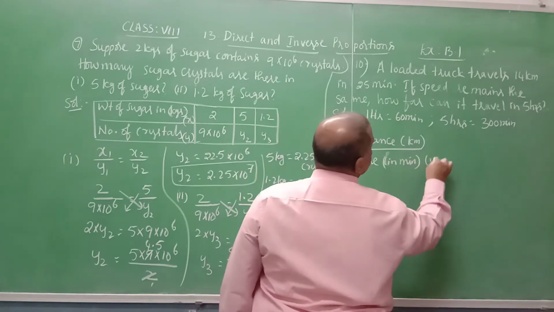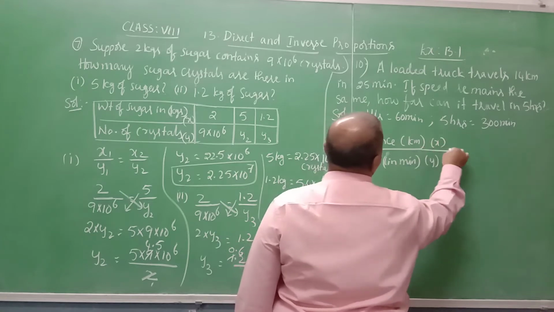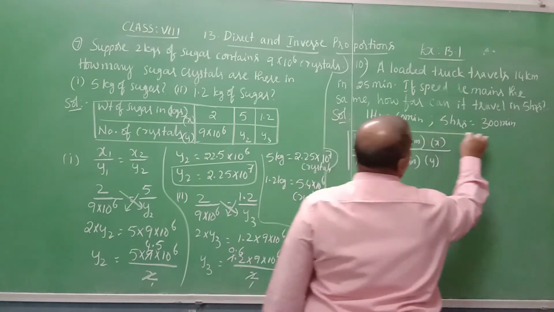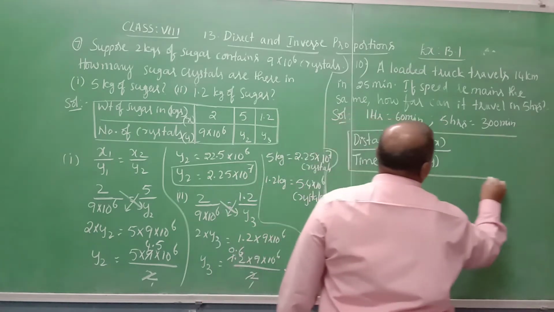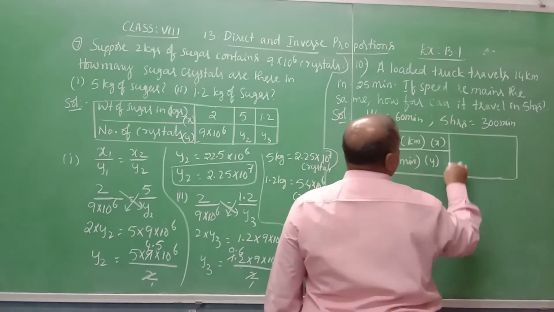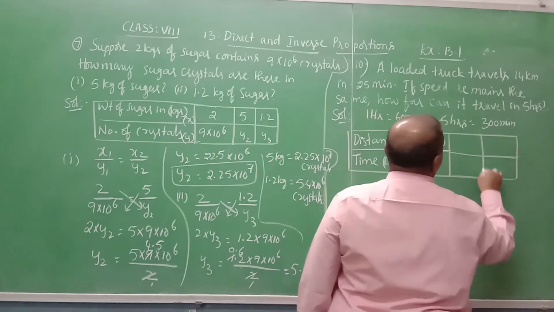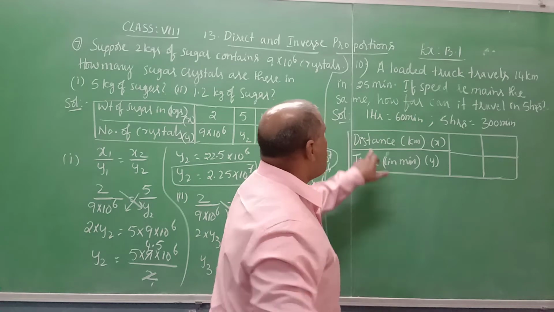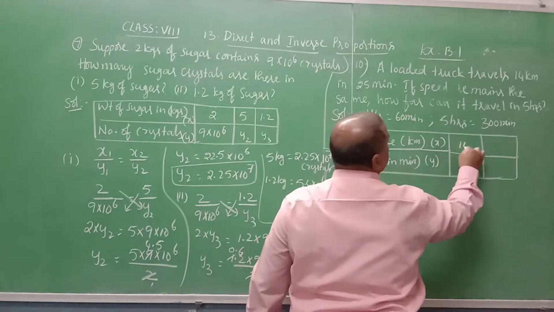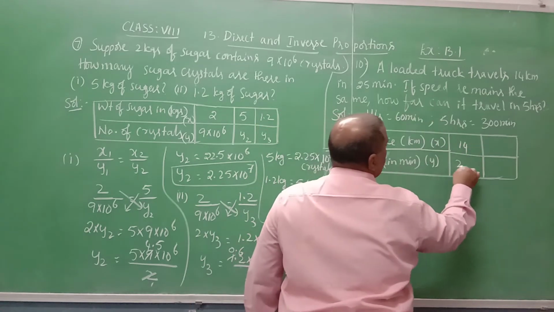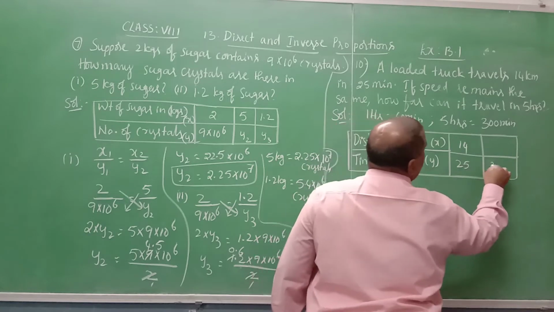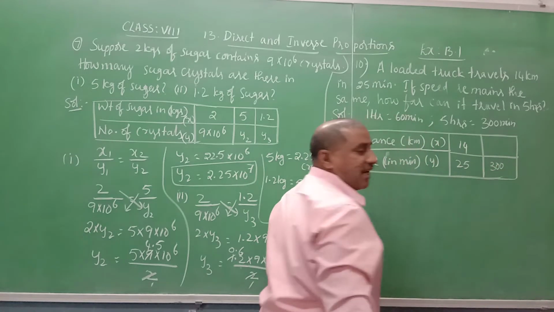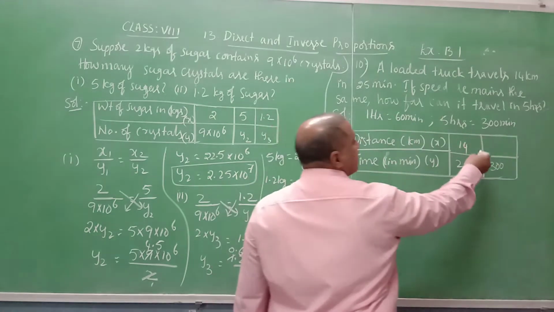Let these values be y and these values be x. So let us form a table and we can find its value. First, for 14 kilometers, how much time is it taking? 25 minutes. Now in 300 minutes, that is 5 hours, how much distance will it travel?